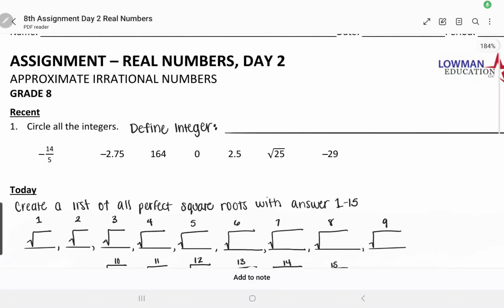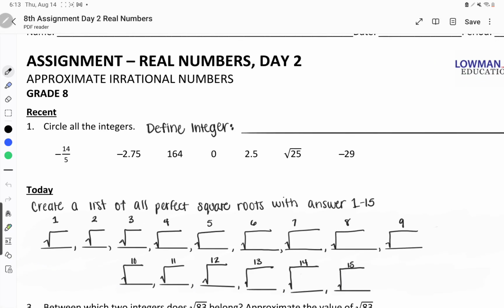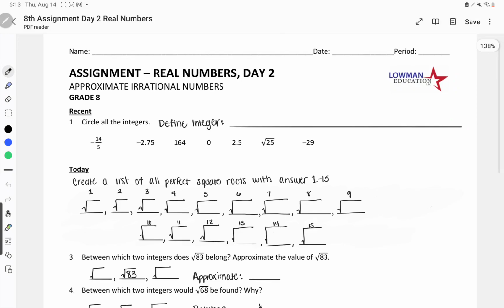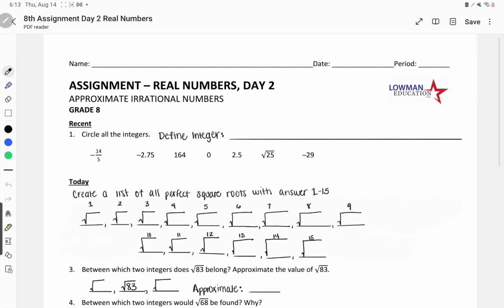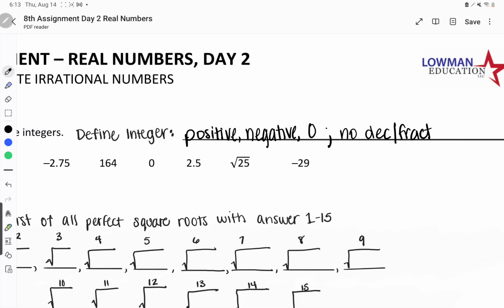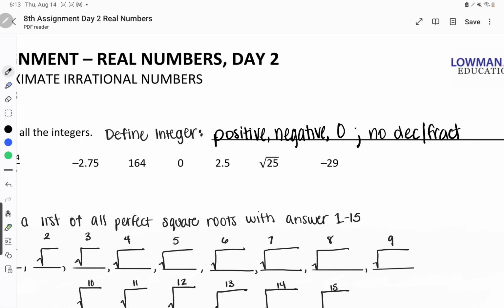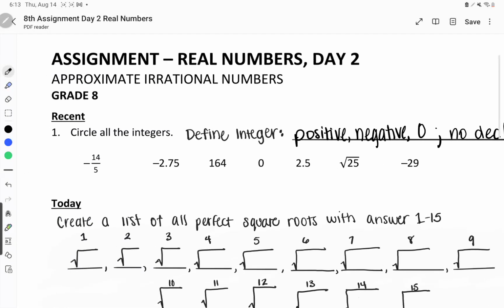It says to circle all the integers. So the first thing we're going to do is define integer, which means you're going to have to pull on some 7th grade knowledge here. So I want you to select from the following answers what the definition of integer is. We should have found that an integer is a positive, negative, or zero number that has no decimals or fractions.